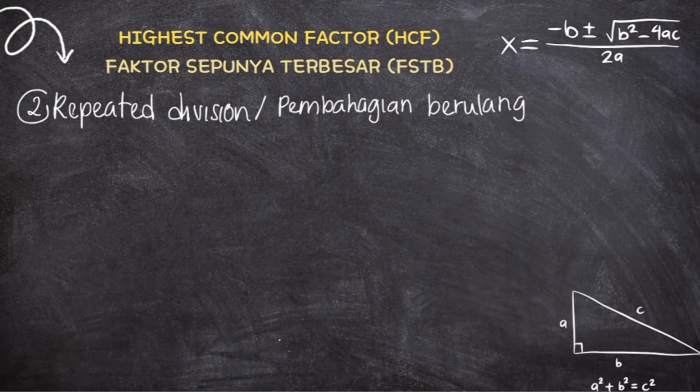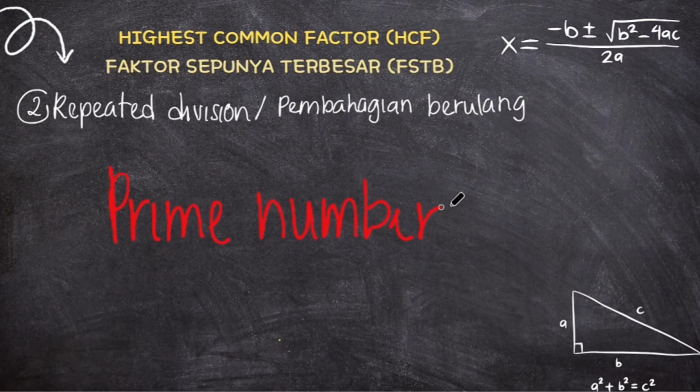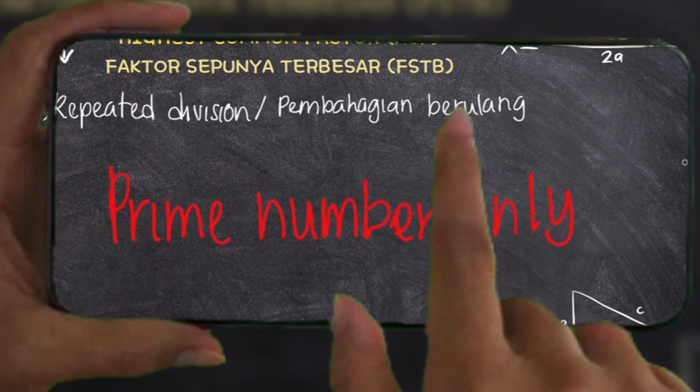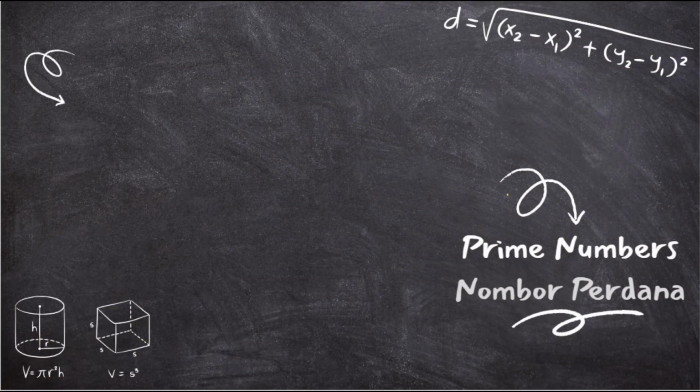For this method, you just have to repeat the division and times the prime number that you divide with. I repeat again, you should divide the numbers using only prime numbers. Before that, you should master prime numbers. Therefore, I have a small concept to determine whether a number is prime or not. So, whenever you see prime number or nombor perdana, there is alphabet P in that. So, remember, partner. For an example, let's say they gave us number 19.